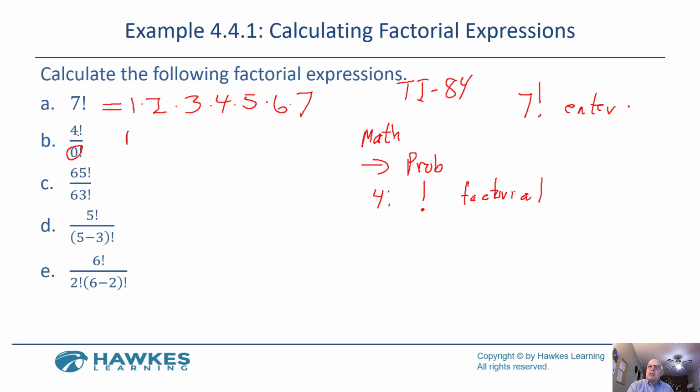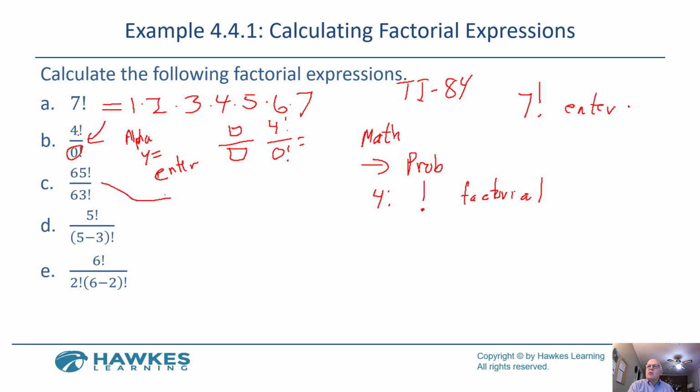hit the alpha key, the y equals key, and then enter. And that will give you a template for a fraction like we have here. Put the 4 factorial on the top, 0 factorial on the bottom, and you get your answer. The same thing with 65 factorial over 63 factorial, and so on.